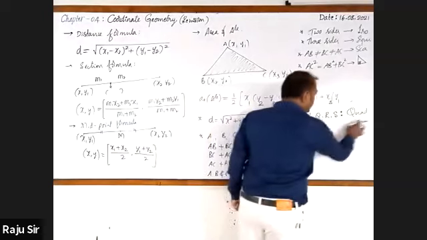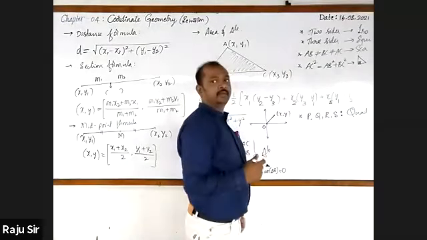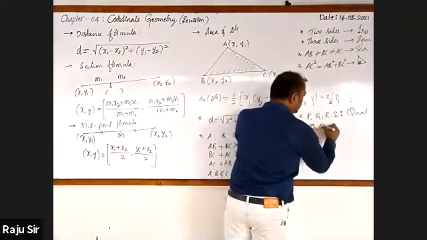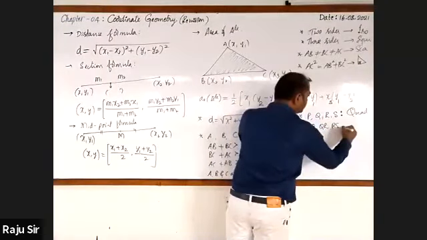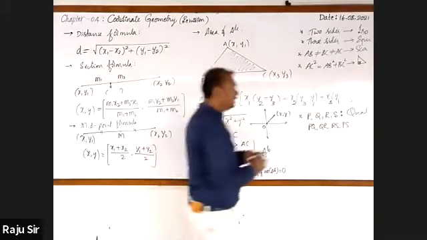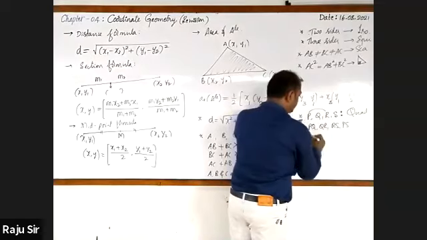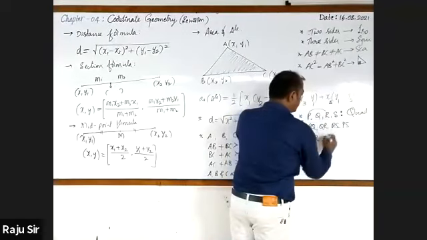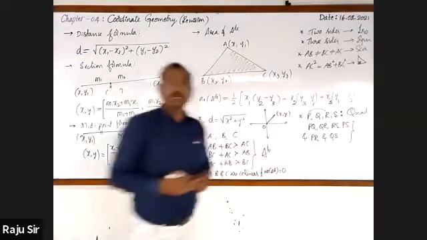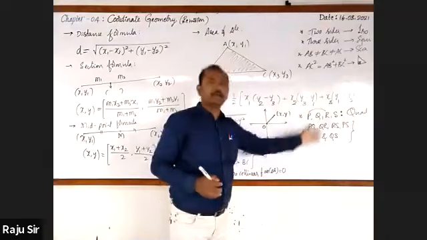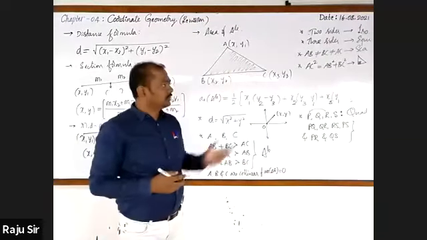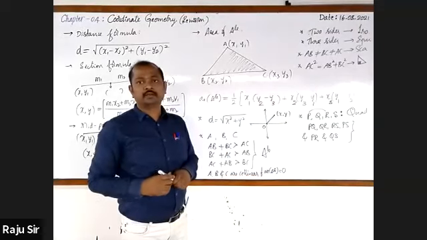If PQRS is a quadrilateral, then the sides will be PQ, QR, RS and PS. Then the diagonals will be PR and QS. You need to find out all the sides and all the diagonals. After finding them, you can decide the type of the quadrilateral.